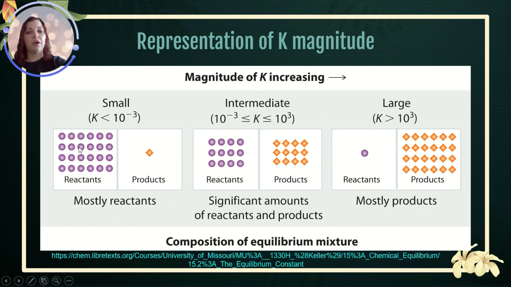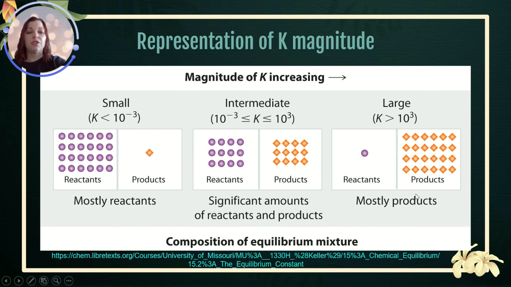When your K is very small, that means that the reactants are much more favored than your products. And so you're much less likely to go towards your products. It doesn't mean it isn't important. It just means that it doesn't happen to a great extent. And we're going to explore that a little bit more later on in the unit.